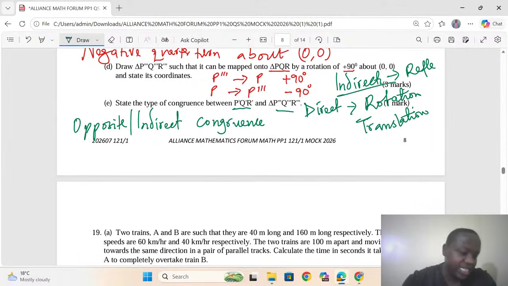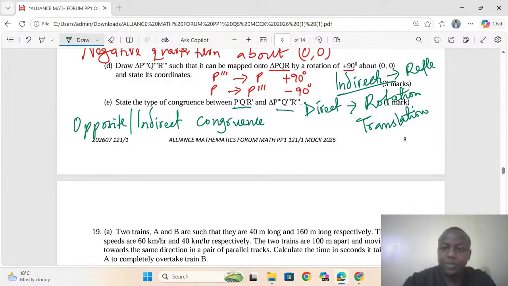A rotation and a translation. Those are your notes. Indirect congruence is brought about by reflection. Direct congruence can be brought about by either rotation or translation.